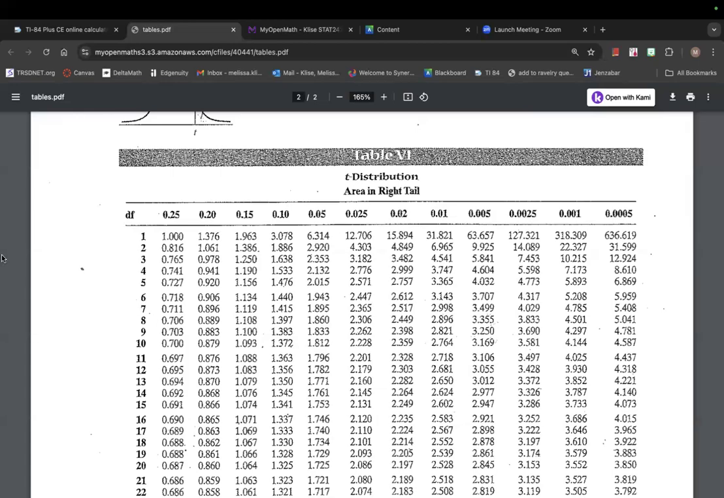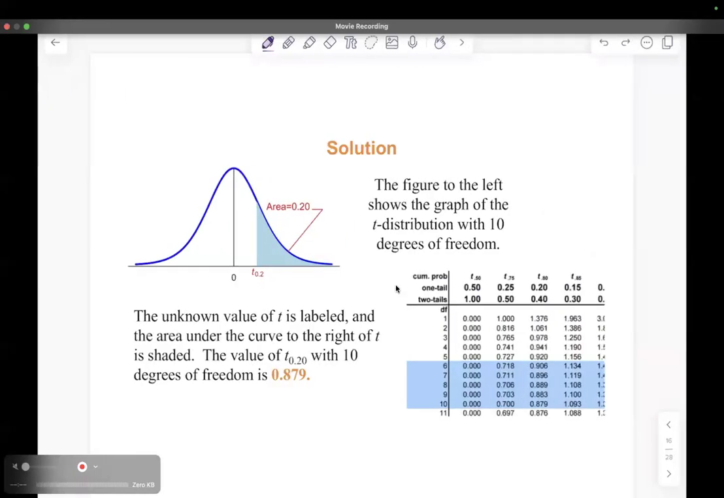Oh, look. I didn't realize I had it right here. So take a look, 10 degrees of freedom, and we're looking right here, 0.2. This is one tail. Don't worry, we'll talk about tails in a minute. This is one tail, so it's just to the right. So 0.879. I'm going to highlight it with a different color right here. So you look at what your sample size is along that degrees of freedom column, and your area is right here.